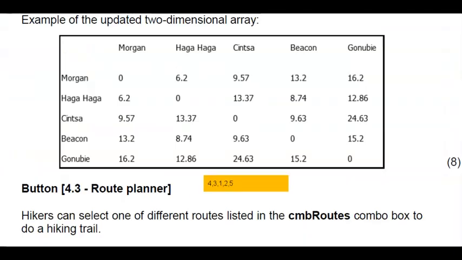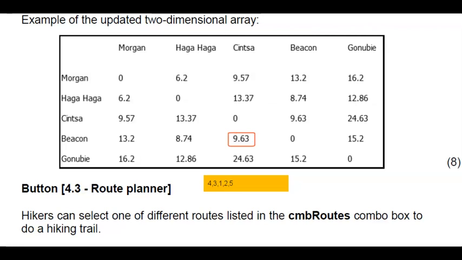Before we read the next question, I just want to show you guys visually what is going to happen. The user is going to select from a combo box CMB routes, something that looks like this, and this indicates the route that they want to take. In this example, they're starting at 4, which is Beacon, that's number 4, and they're traveling to 3, so 4 is Beacon, 3 is Cinsa, and then you need to get hold of that value there.